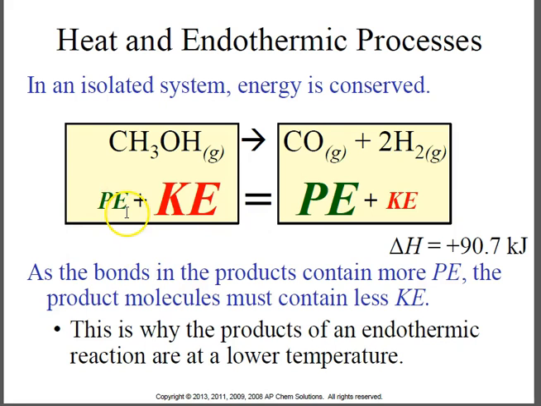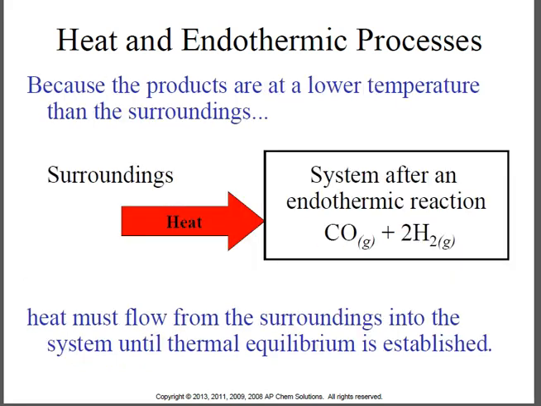Okay, so one more time, if we look at this example, the potential energy goes up, so that means the kinetic energy or the temperature has to go down. So now your system is at a lower temperature than your surroundings, so the surroundings are going to give the system some of their heat, and that's going to make your surroundings cool off.